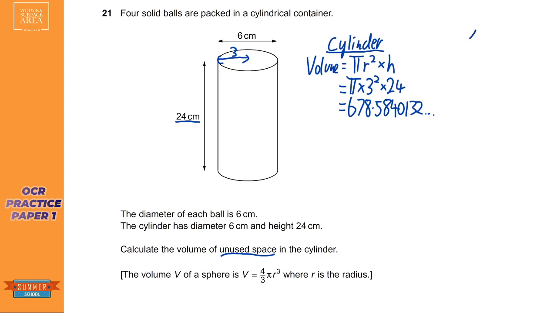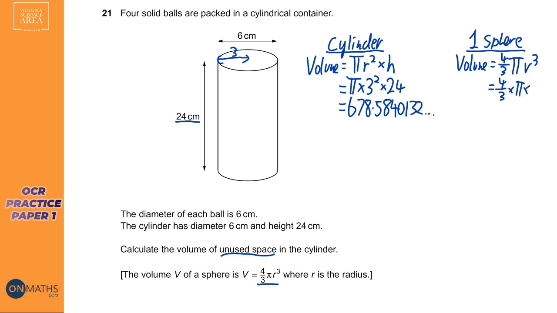So one sphere. So the volume is going to be, and it gives us the formula down here. It's the same one as we used on the last question. So it's 4/3 times pi times, and we're just going to have a look and see what the diameter is. So it says the diameter of each ball is 6 centimeters. Therefore, the radius is going to be half that, which is going to be 3. So 3 cubed. Let's type that in.